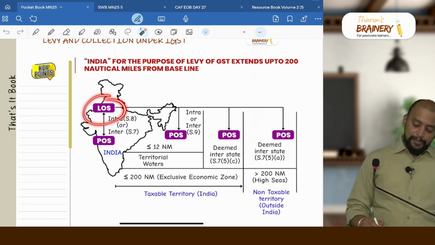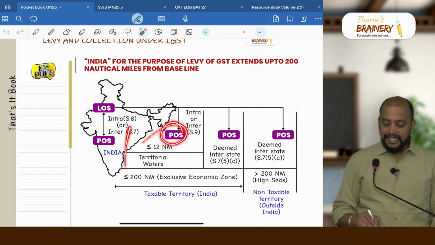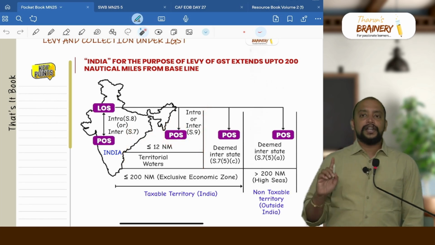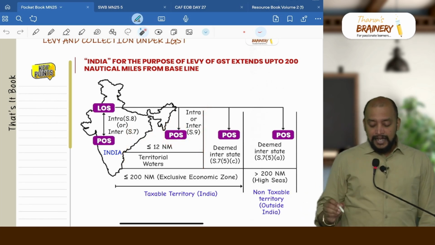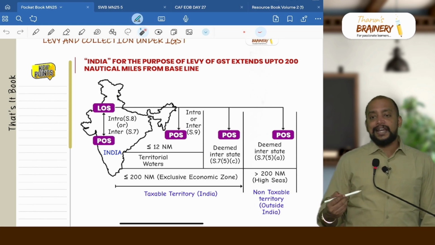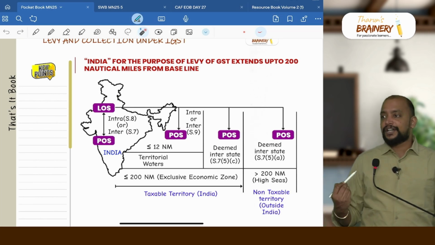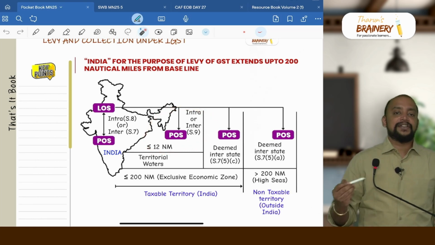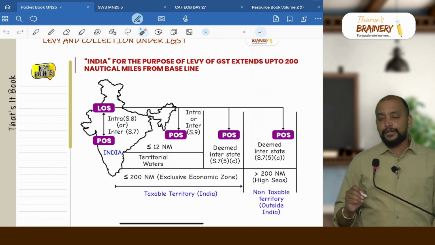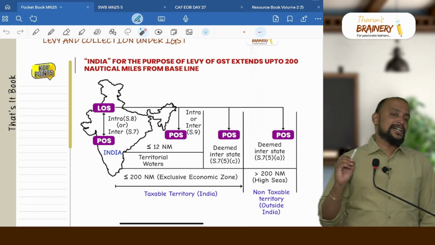If the location of supplier is in the land but the place of supply is in the territorial waters, that is up to 12 nautical miles from the baseline, then the place of supply will be determined under section 9. That is, the nearest coastal state will be taken as the place of supply, and accordingly we need to determine the nature of supply. And we should remember that section 9 will override section 7 or 8. So once it is supply in territorial waters, we need to determine the place of supply only as per section 9.